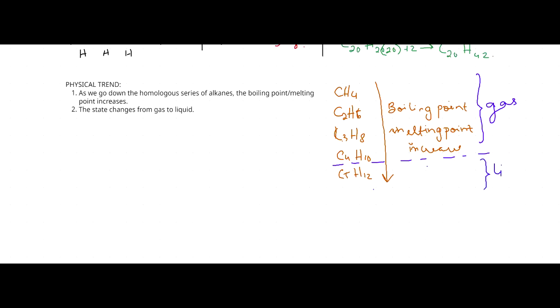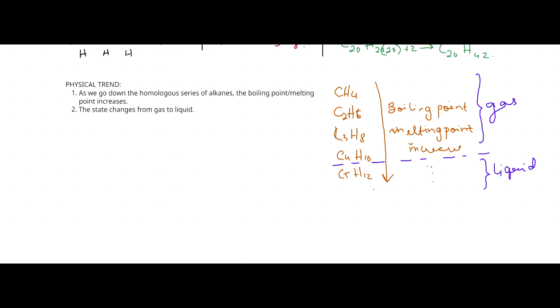Again, this is due to the fact that the number of carbon atoms is increasing. Since the number of carbon atoms is increasing, what is going to happen? The molecules are going to come closer to each other because the molecules are larger, right? And the state will change from gas to liquid. In gas, the molecules are far away. In liquid, the molecules are close together. So the state is going to change from gas to liquid.